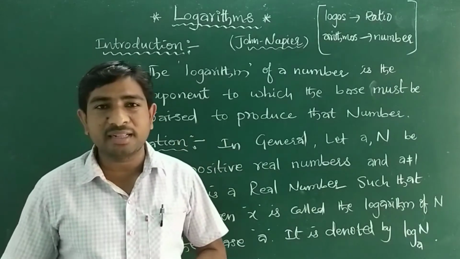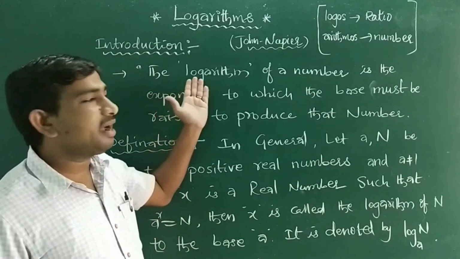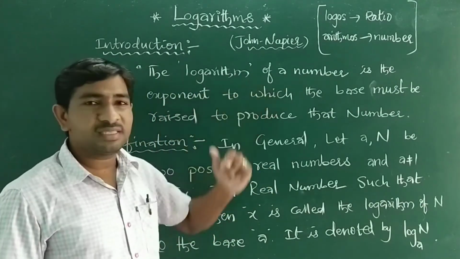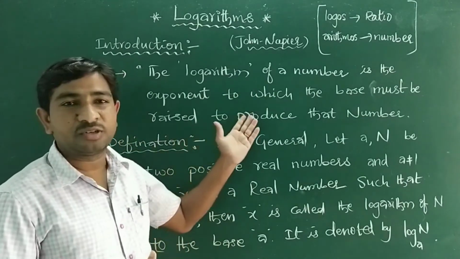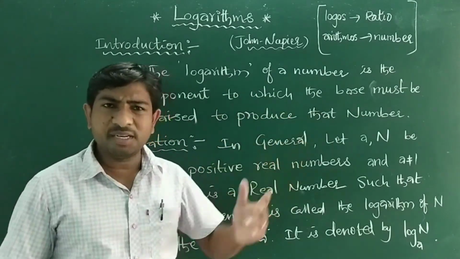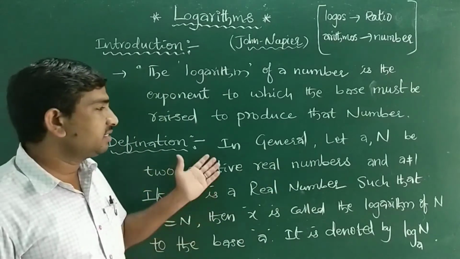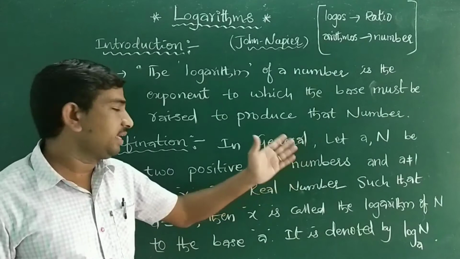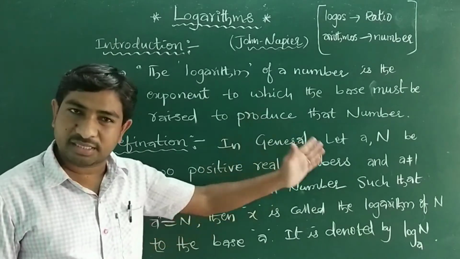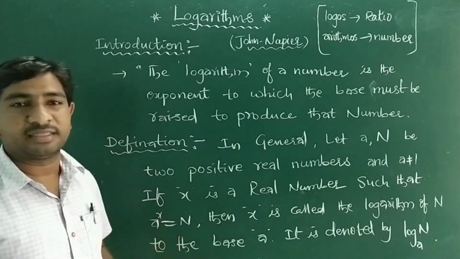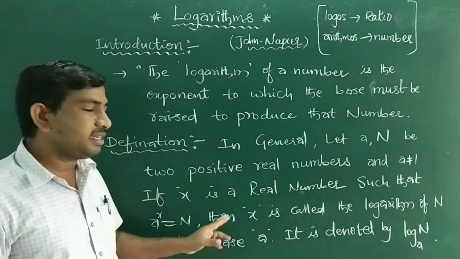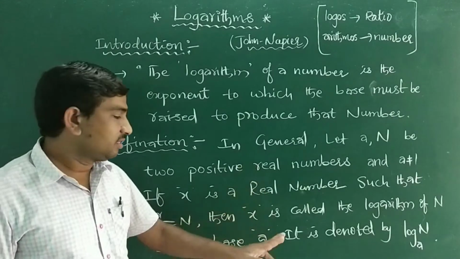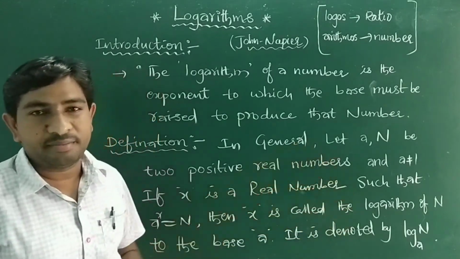So what is the definition of a logarithm? The logarithm of a number is the exponent to which the base must be raised to produce that number. In general, let a and n be any two positive real numbers, and x a real number such that a power x is equal to n. This is the most important point. Then x is called the logarithm of n to the base a, and it is denoted by log n base a.